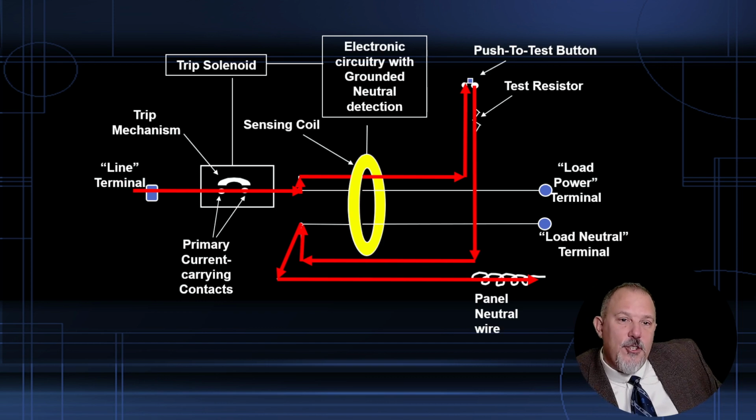And if I do have a neutral for a 2-pole, and we'll show you the diagram, both hots and the neutral have to go through that donut, the sensor. All right.